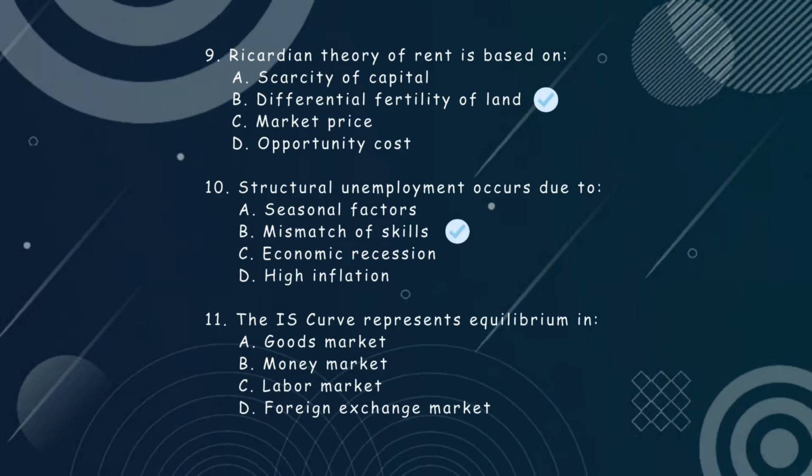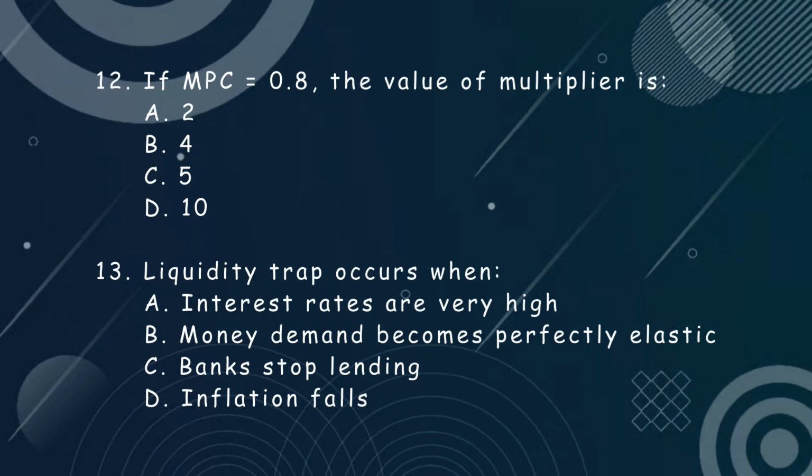Question number 11. The IS curve represents equilibrium in: A. Goods market. B. Money market. C. Labor market. D. Foreign exchange market. Answer: A. Goods market. Question number 12. If MPC equals 0.8, the value of multiplier is: A. 2. B. 4. C. 5. D. 10. Answer: C. 5.